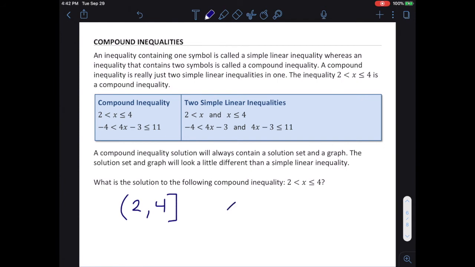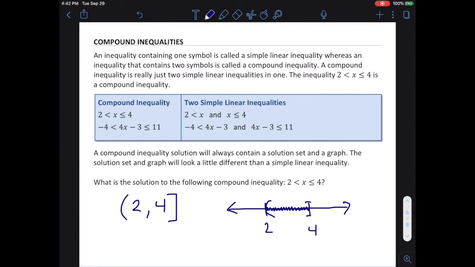And then if we graph this thing, we now need to have two numbers on the number line. So we're going to have 2 and we're going to have 4. And then we'll just put the exact same symbols that we have in our interval. So I'm going to put a bracket here on the right-hand side and a parenthesis on the left-hand side. And I'm going to shade in between. So this is telling me I want every single number between 2 and 4, but I don't want the number 2, and I do want the number 4. Okay, so that's how you can read that.